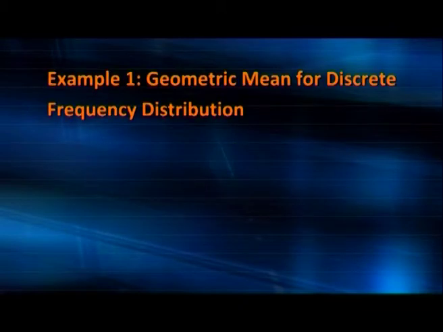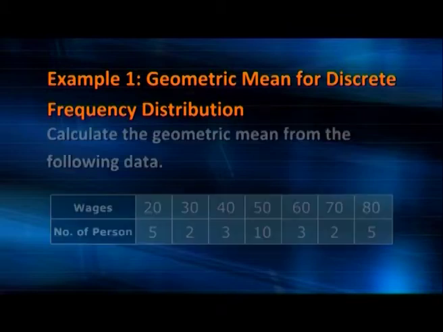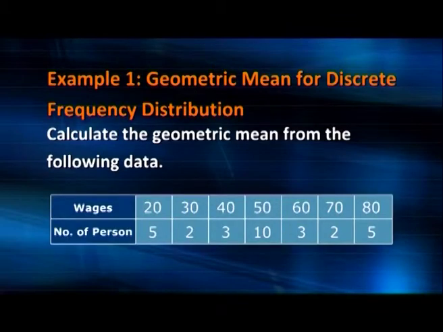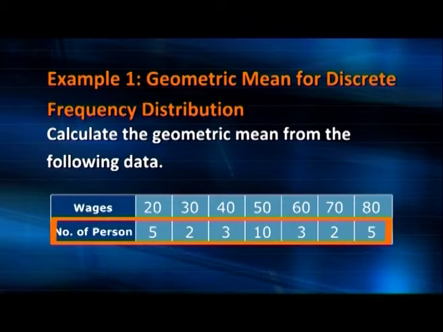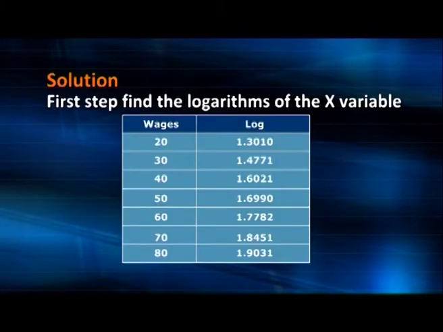Let us take a few examples to understand the computation of geometric mean in a discrete frequency distribution series. In the first example, we are required to calculate the geometric mean from the data given in a table consisting of the wages and the number of people receiving the corresponding wages. First step, find the logarithms of the x variable as shown in the table. The log of the variable wages 20 is equal to 1.3010, 30 is 1.4771 and so on.